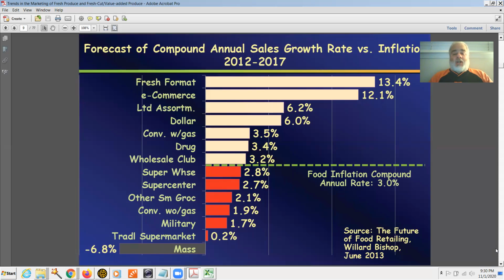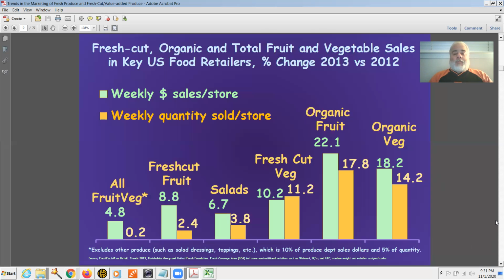A bar chart showing the data organized by largest to smallest or most negative, and it's showing negative bars or the food inflation compound average at 3%. Oh, so it's not negative, excuse me. It's showing anything below the annual rate of 3% as red. Comparisons of weekly sales, weekly quantity. Again, you're getting the idea.